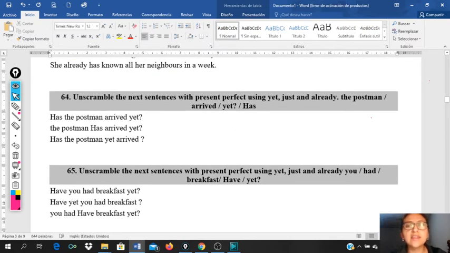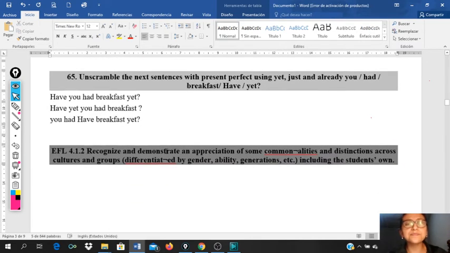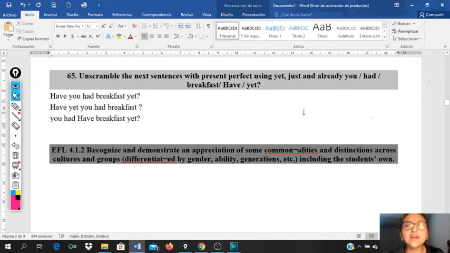The next. The postman arrived yet has. Very good. In this case, here we have a question. So, in this case, we are going to structure the question first. When we want to make a question, we are going to remember that we use first the auxiliary, has. Has the postman arrived yet? Very good. Okay.